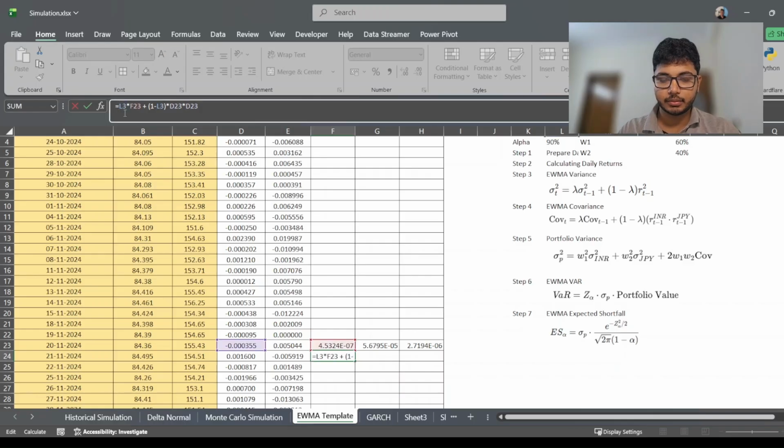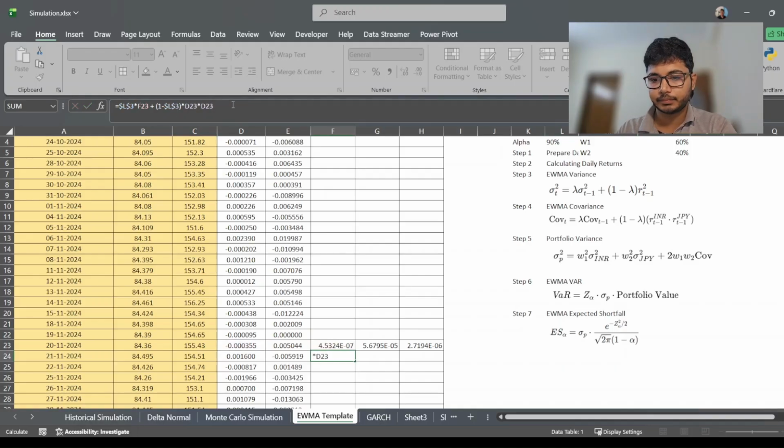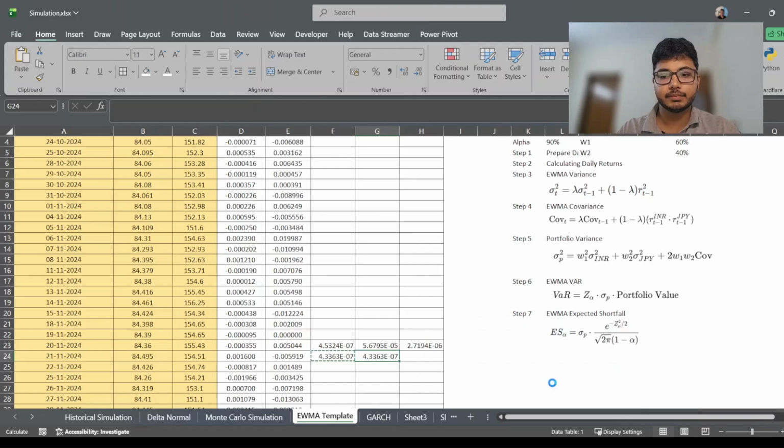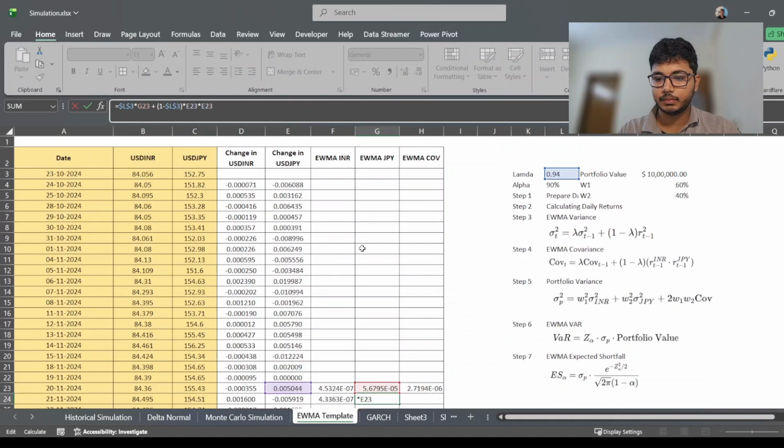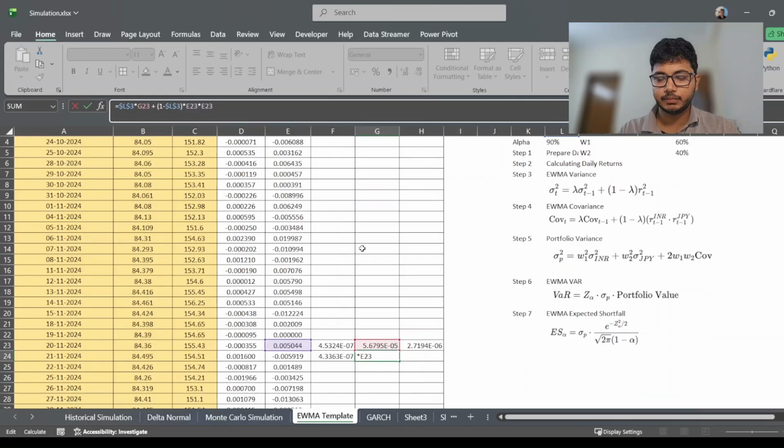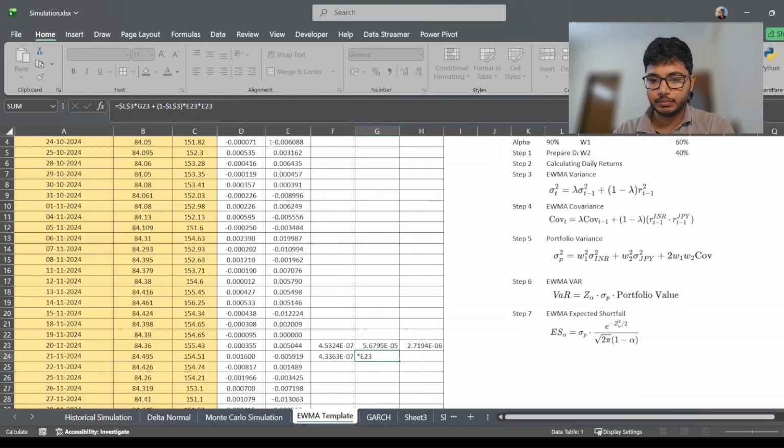So we are just going to fix these parameters here. We can copy paste those here. Let's see if we get the same value. Cool.